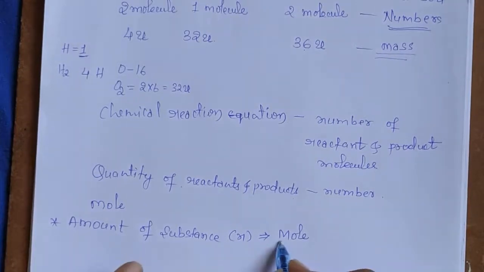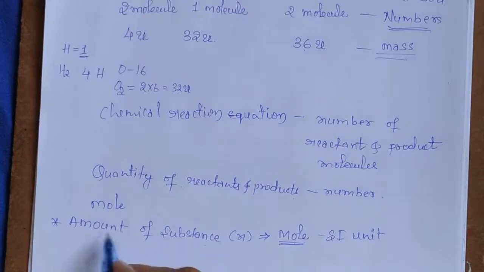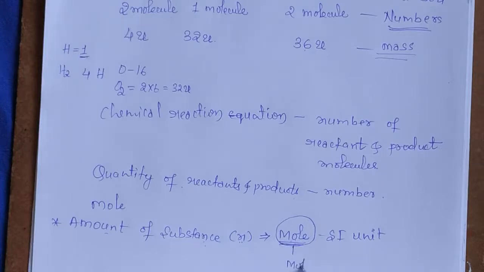It is the SI unit to measure the amount of substance, and amount of substance is symbolized as small n. Its symbol is small n and its SI unit is mole. The symbol of this SI unit mole is mol. We have to remove the E while writing the SI unit of the amount of a particular substance.